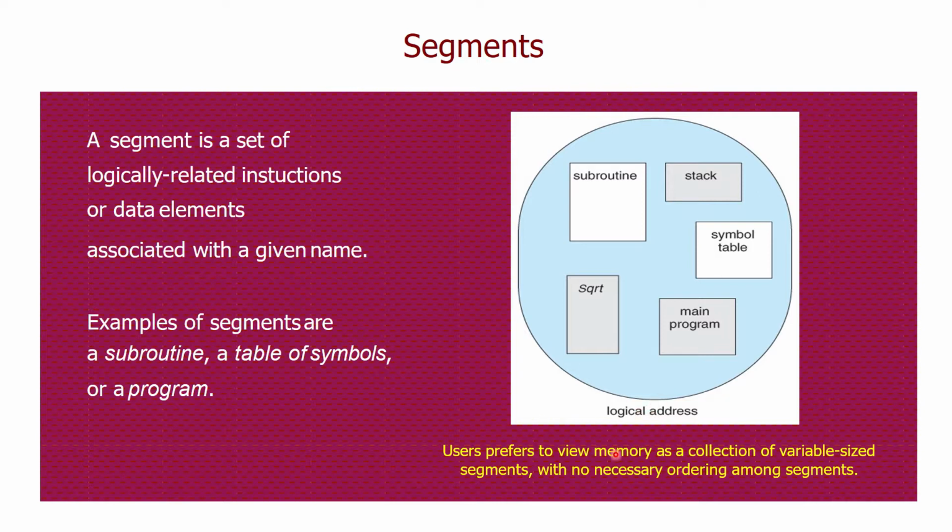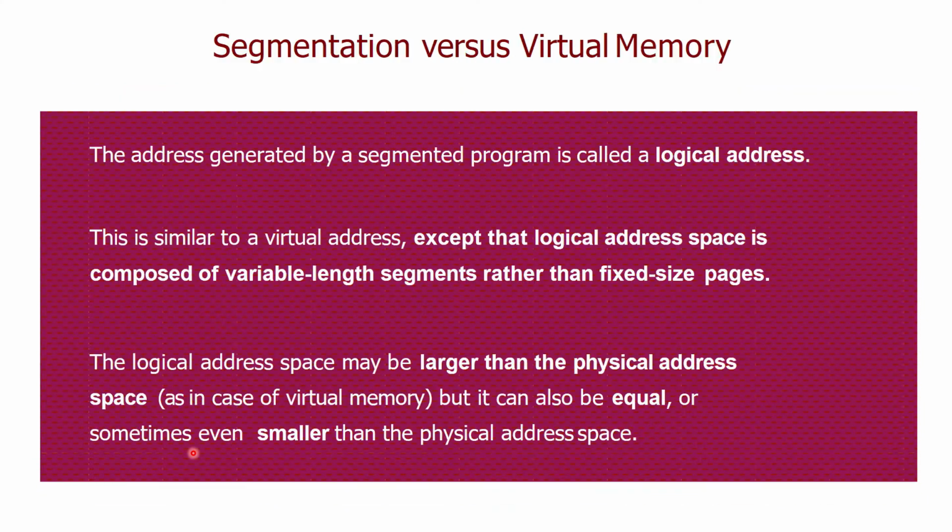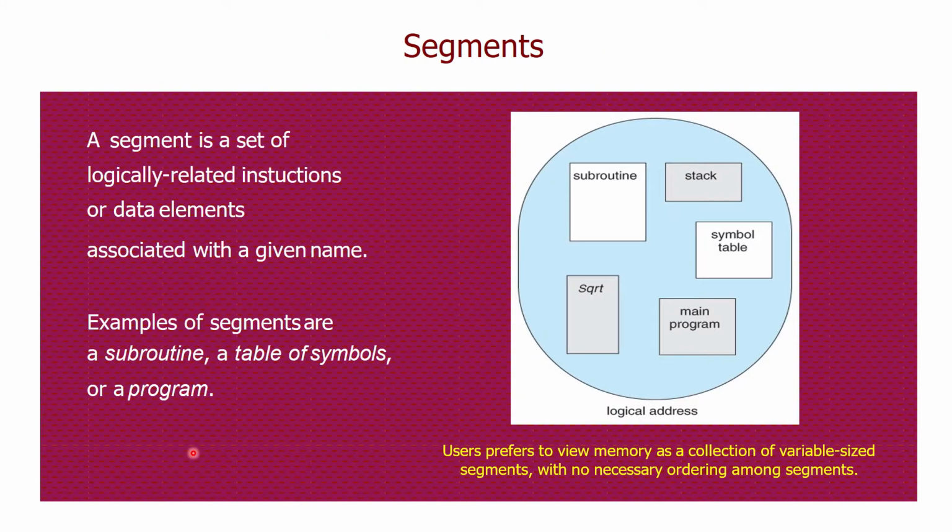So users prefer to view the memory as a collection of variable sized segments. It means that this can have a different size than this one, with no necessary ordering among segments. The segments need not have any particular order. Okay, so a segment is a set of logically related instructions or data elements associated with a given name. Examples of segments are a subroutine, a table of symbols, or a program. So these are the segments. I hope you understand the idea behind this.